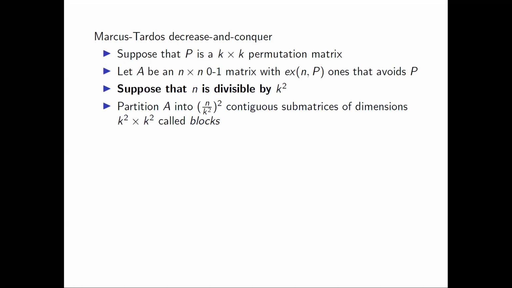So the first thing we're going to do, which is kind of similar to the idea in the Klazar proof, is we'll partition A into n over k squared, squared contiguous submatrices of dimensions k squared by k squared. We'll call these blocks. So I'm going to draw an example again. We're going to take k equals 2, and I'll take an A right here, matrix A.